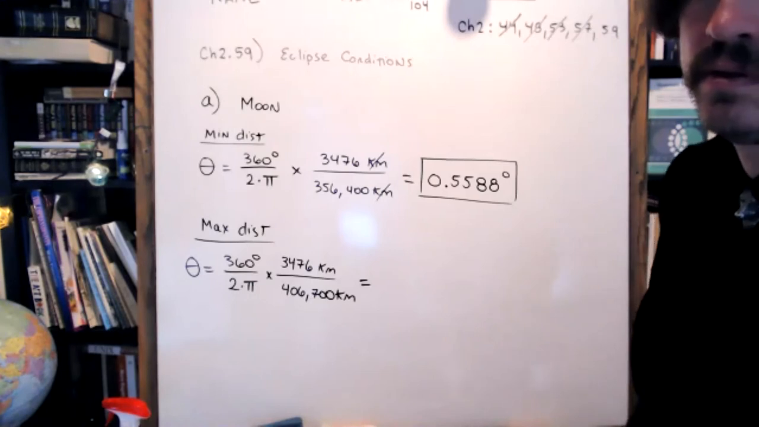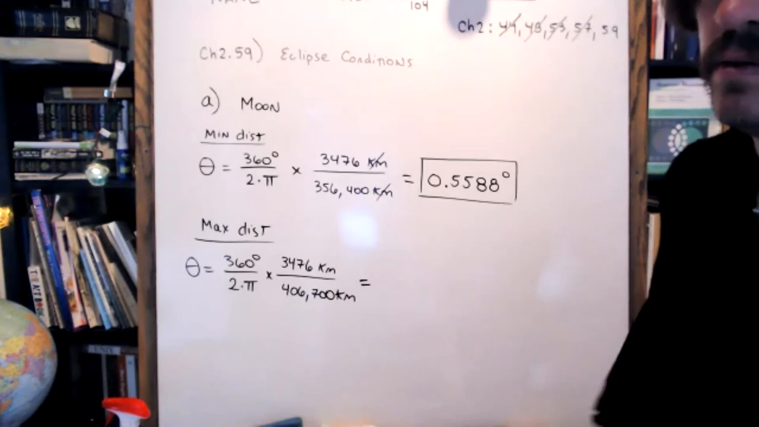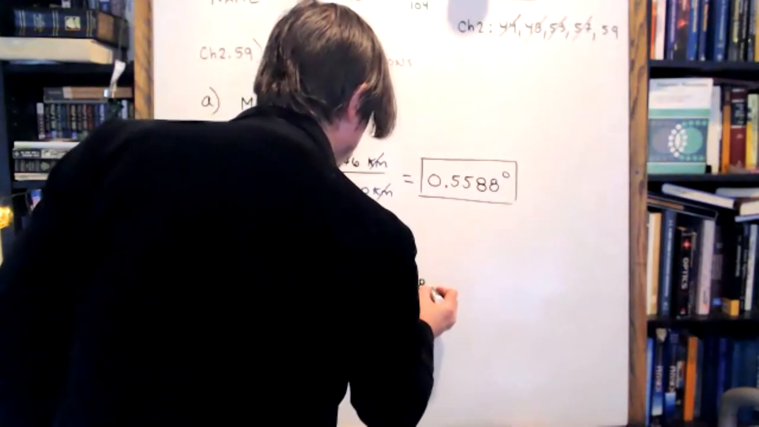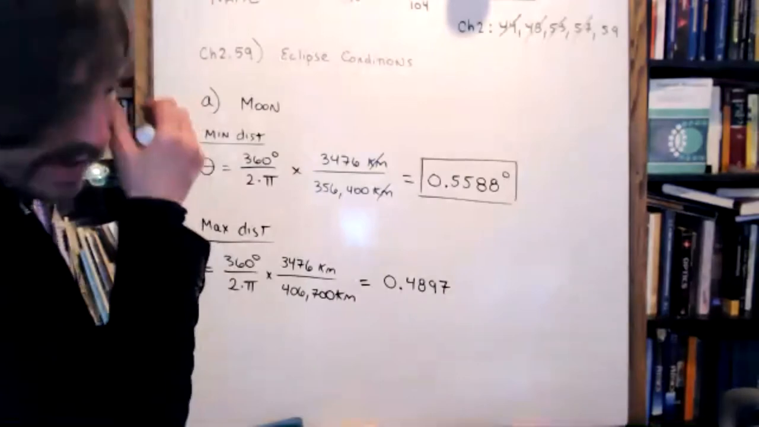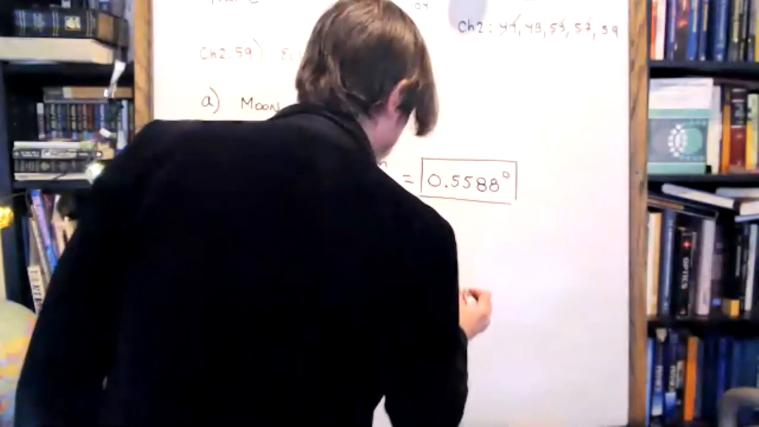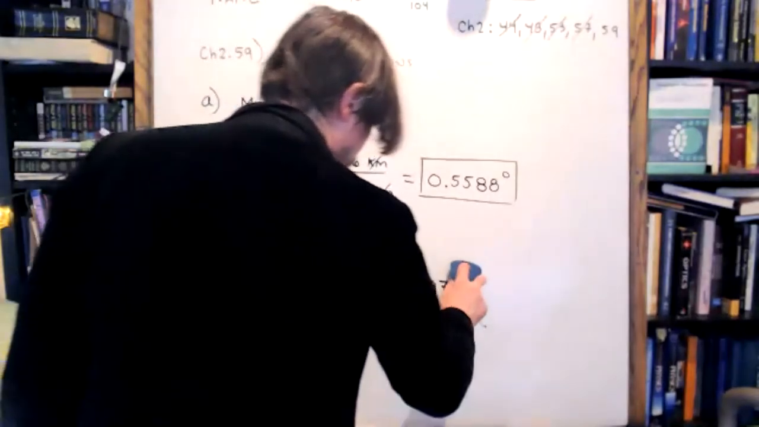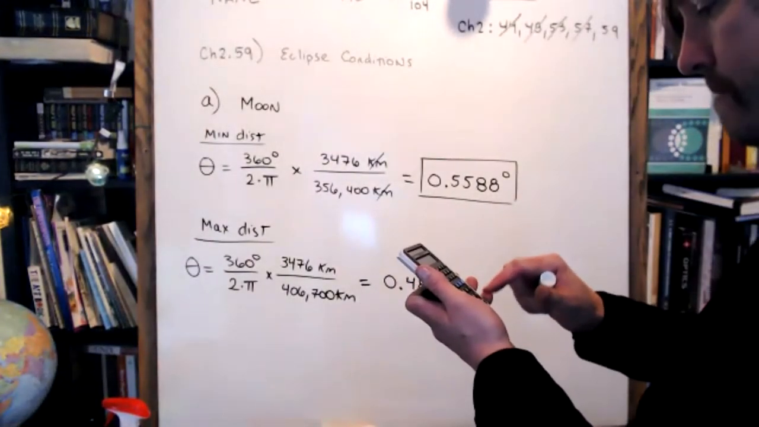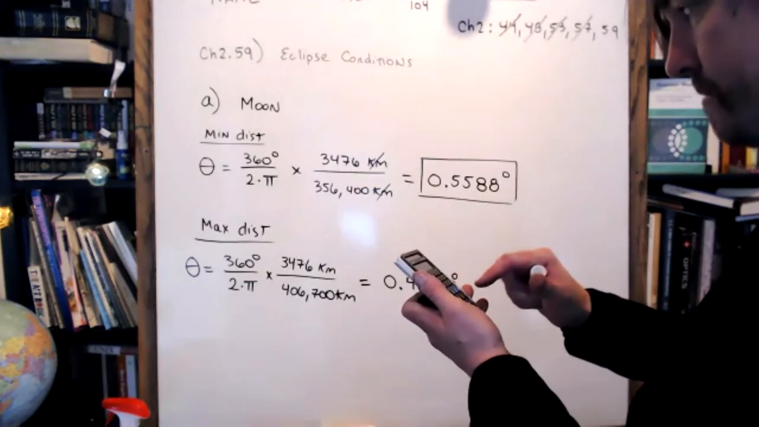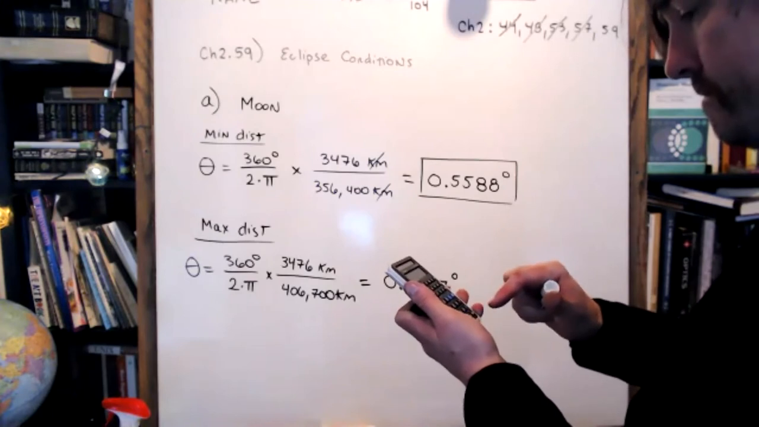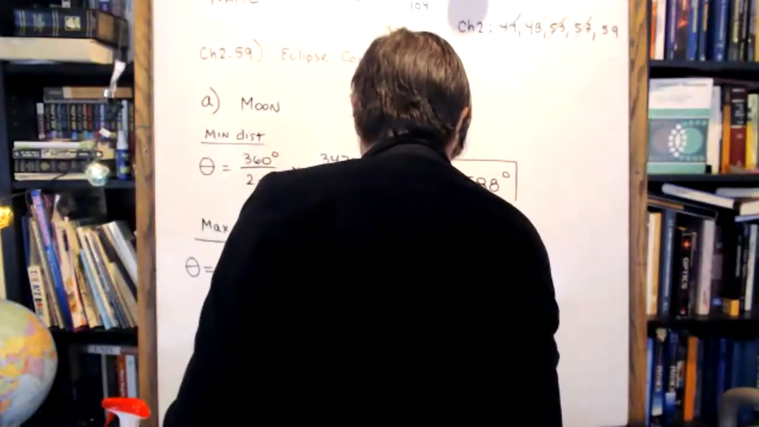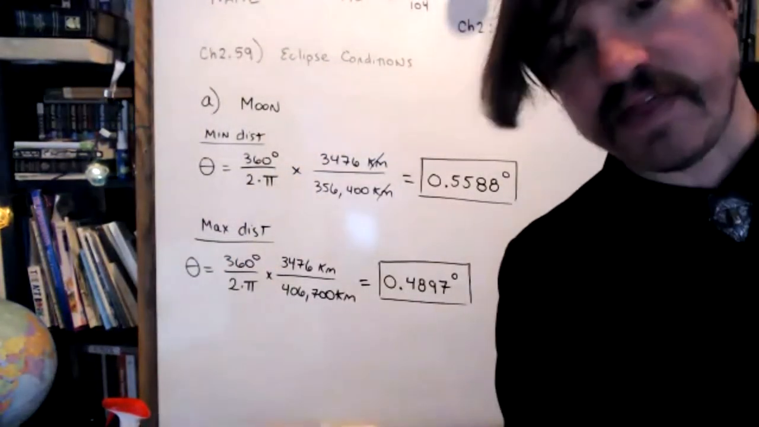I got 0.4897. Yeah, 0.4897. And the units? Degrees. Okay. Let me just verify that you rounded that correctly. Please do. I'm assuming you did, but I can do this pretty snappy. Yes, you did that correctly. Excellent. Box it up, that's a classy move. Okay, that covers part A.